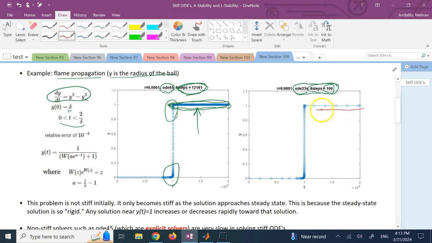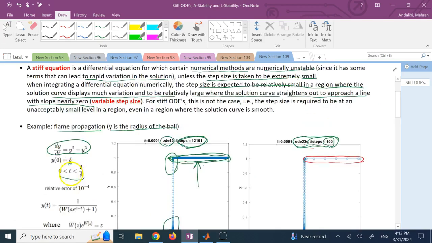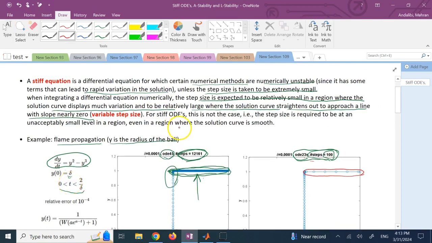You see here, look, in ODE23S, this region is taken with just 7-8 steps. Well, here, probably 4,000 or 5,000 or 6,000 steps out of 12,000 or maybe more. So that is the sign of a stiff ODE.